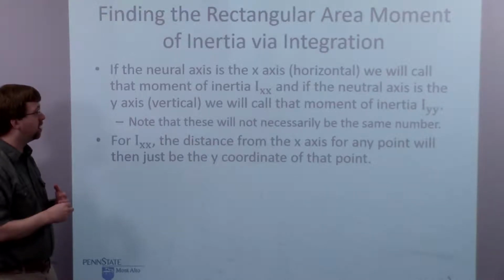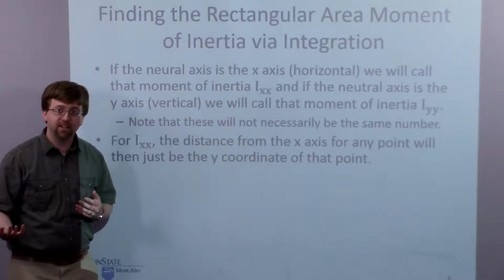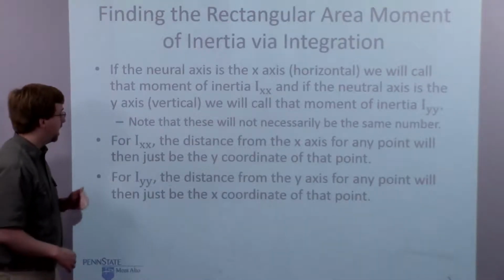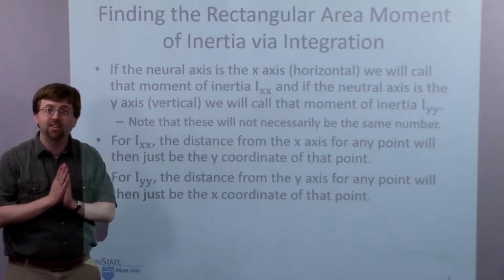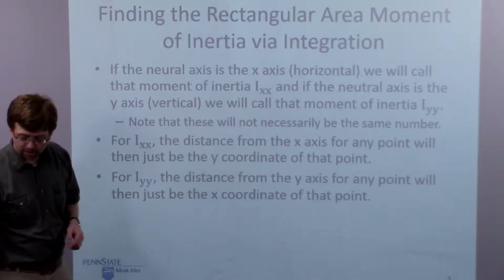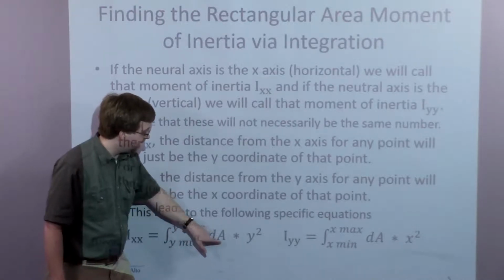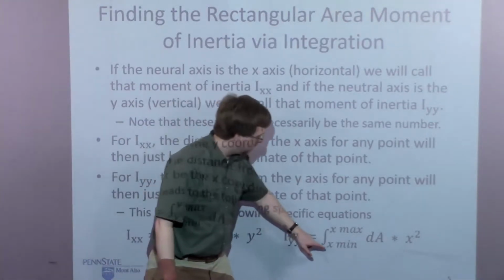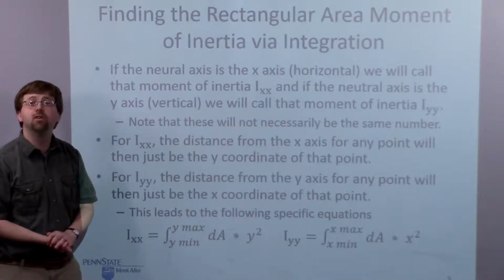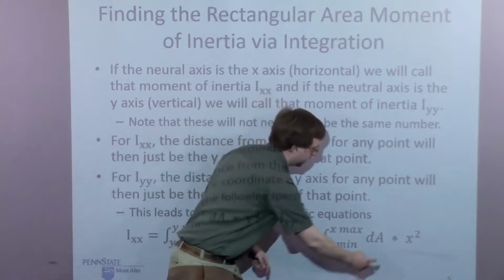All right, so for Ixx, the distance or d squared term is going to be the distance from the x-axis, and the distance from the x-axis for any point is simply its y-coordinate. And so we're going to end up with y coordinates in Ixx. And vice versa, for Iyy, the distance from the y-axis for any point is simply going to be its x-coordinate. So we're going to end up with x coordinates in the Iyy equation. We put these together in our specific equations. Ixx is going to be, from y min to y max, dA times y squared, and Iyy, going from x min to x max, is going to be dA times x squared. This is a little bit counterintuitive, but this is those distances. Distance from the x-axis is y, and distance from the y-axis is x.